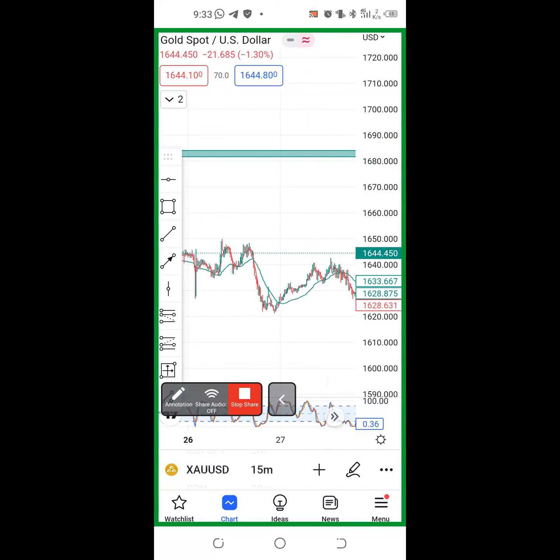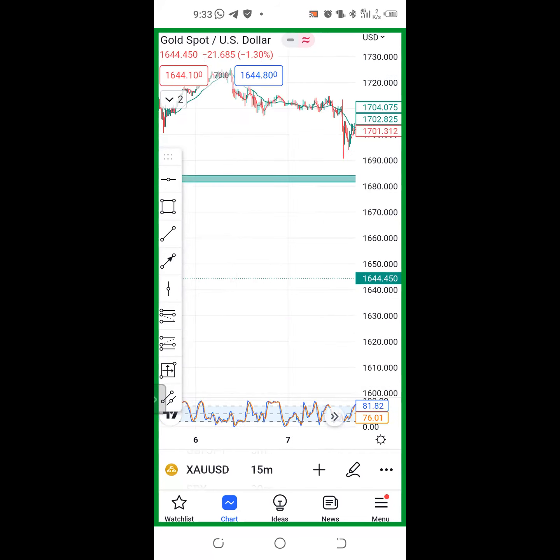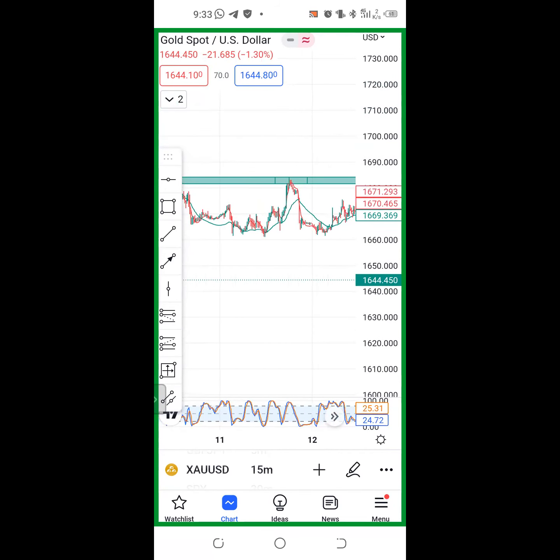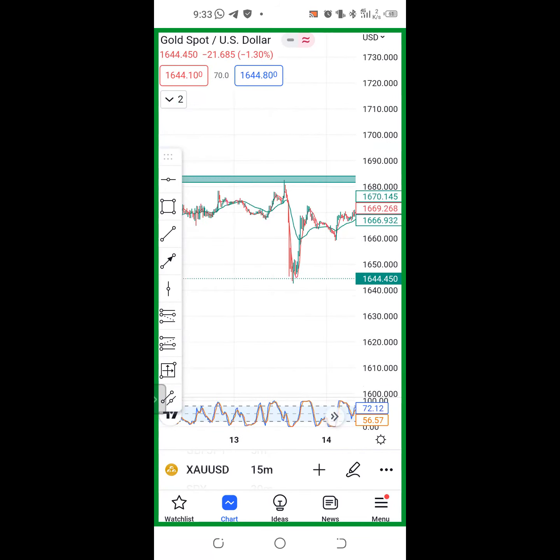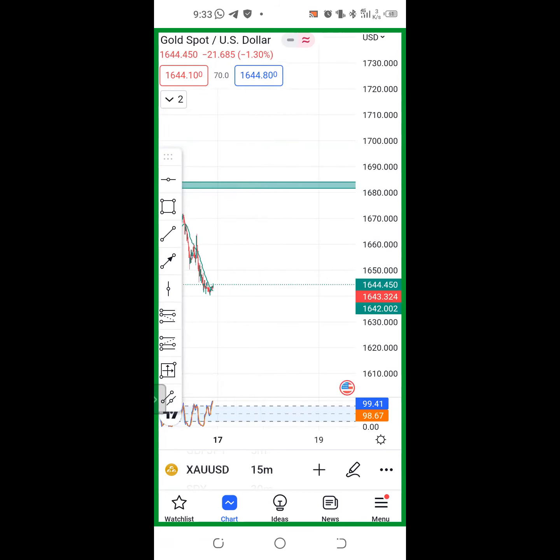I think with these few points, I've been able to show you rule number 2, which is when price moves away from a swing high or swing low, it makes that zone a valid zone, and that becomes your key level. All right, so let's go to the third one.